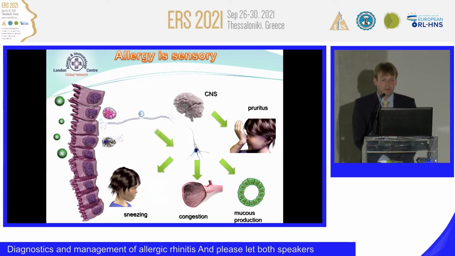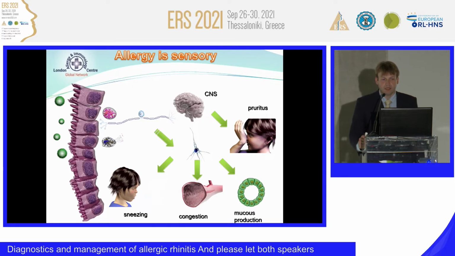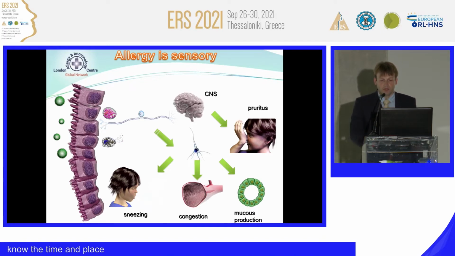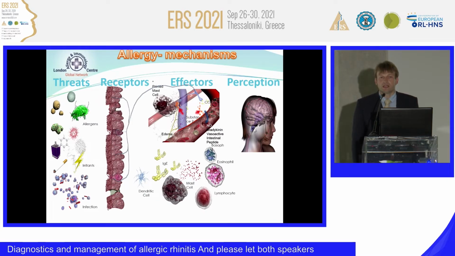And indeed, we know that allergy is sensory, so it involves both the neurological system together with all the immunological mechanisms of allergy. In the center of this slide, you can see the central nervous system is playing a major role in it. And indeed, it's not only the allergy, and it's not that straightforward.